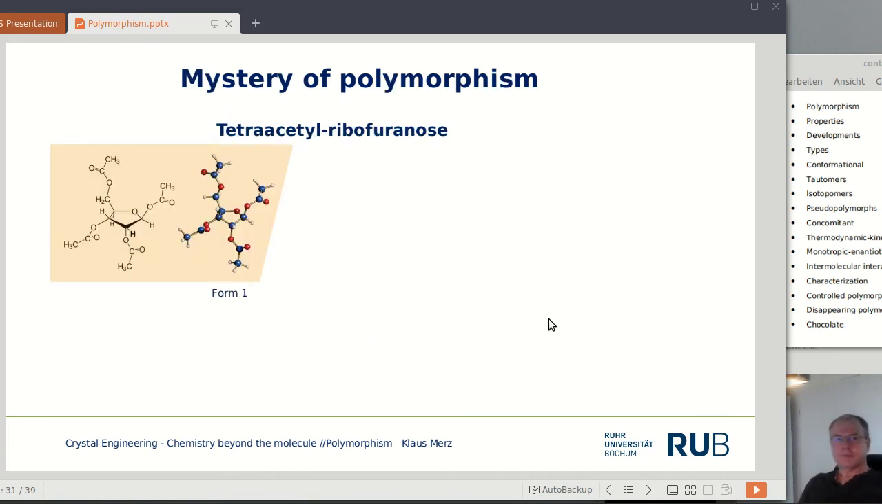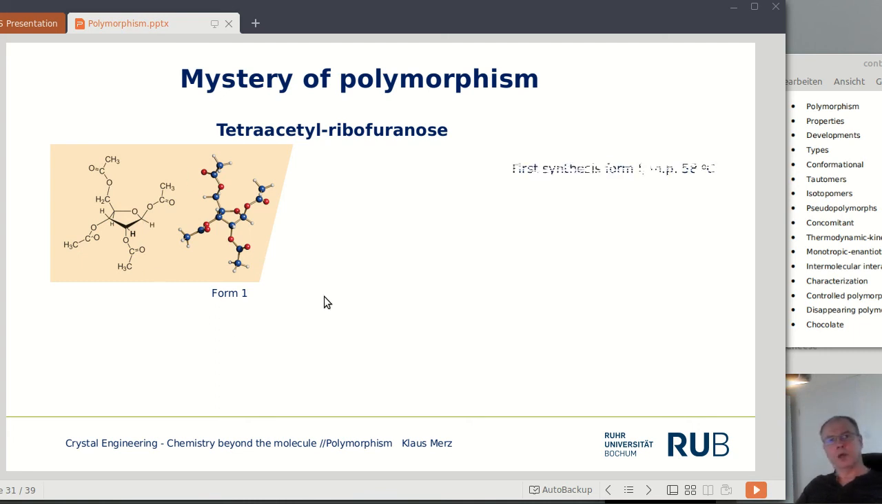So, I will show you why, from my point of view, polymorphism is so fascinating and sometimes really a mystery. This is an example, it's very well known, from the pharmaceutical industry application, and this is tetraacetyl ribofuranose. You see it here, and here are the 4 acetyl groups attached to the ring, and this is form 1.